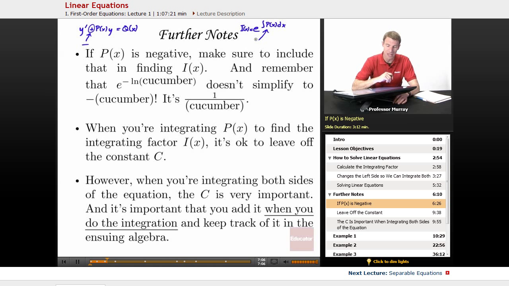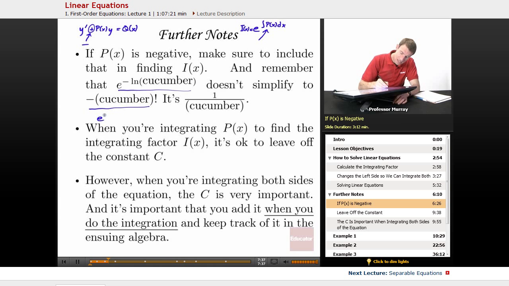Another related mistake that is very common is resolving this e to the integral. A lot of times when you take the integral, you get the natural log of something. And so my students sometimes see e to the negative natural log of something. I wrote cucumber here. e to the negative natural log of cucumber. And my students will say, oh, I know that e and natural log cancel each other out, so e to the negative natural log of cucumber is just negative cucumber. That's wrong, and let me show you why it's wrong.